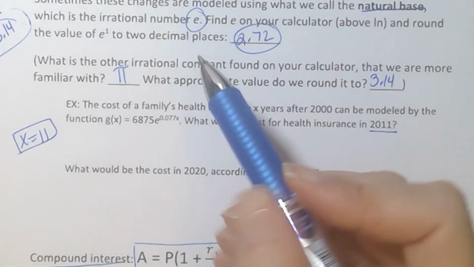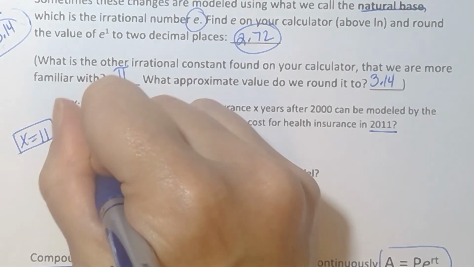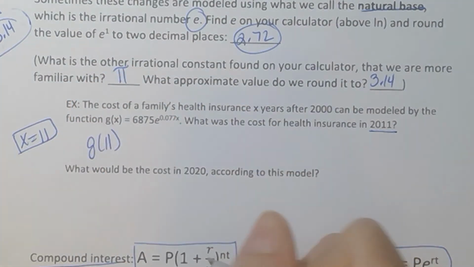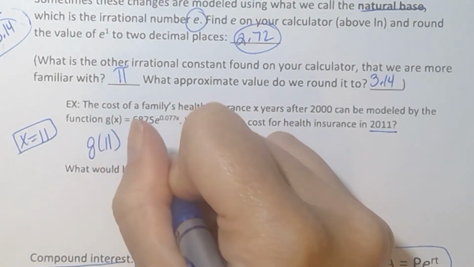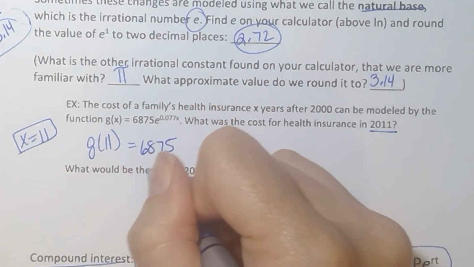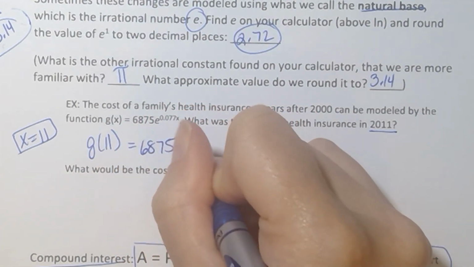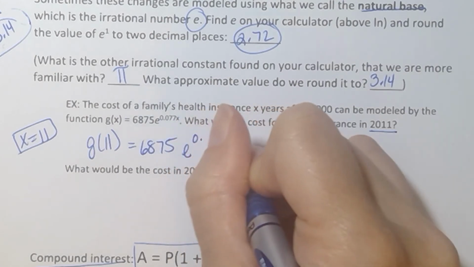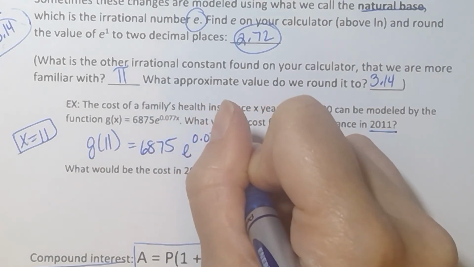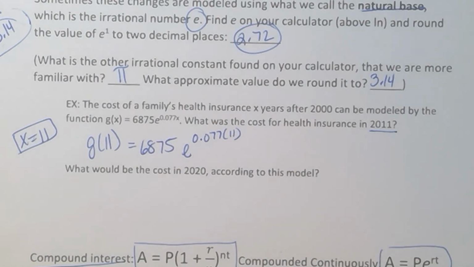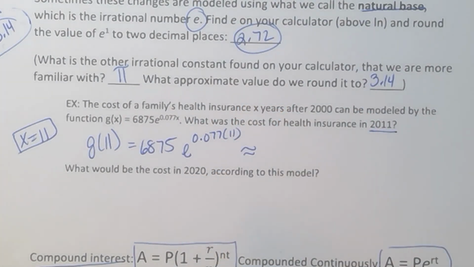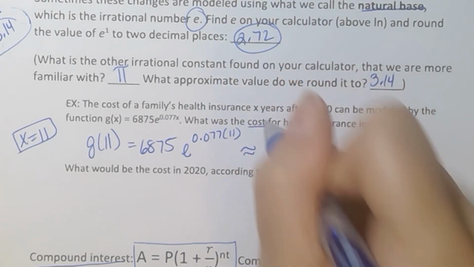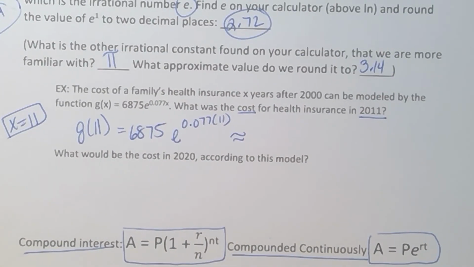It's kind of plug and chug. We've got g of x. In this case, we're interested in g of 11, and we plug in that 11 for x. So we've got order of operations: 6,875 times e to the exponent 0.077 times 11, because x is 11. Now, we're going to have an approximate answer, and it's going to be in money because we're looking at cost, so we're going to round it to the nearest penny.